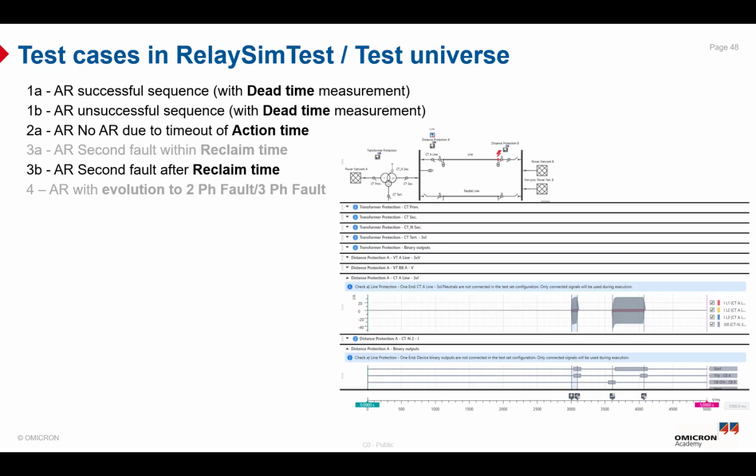So we have here different test cases that can be tested using the RelaySimTest software by using the iterative closed loop, or can also be tested using the Test Universe auto reclosure module, a dedicated module, or the State Sequencer as a generic test module. Okay, so the AR function can be tested with RelaySimTest and with the iterative closed loop feature.